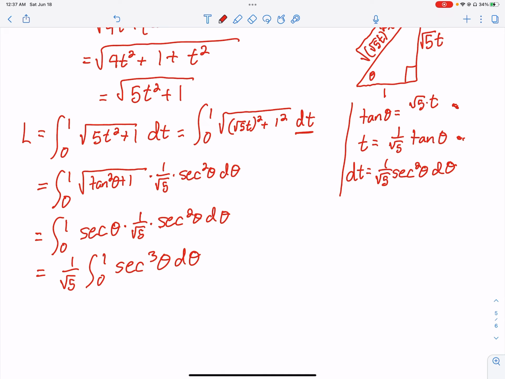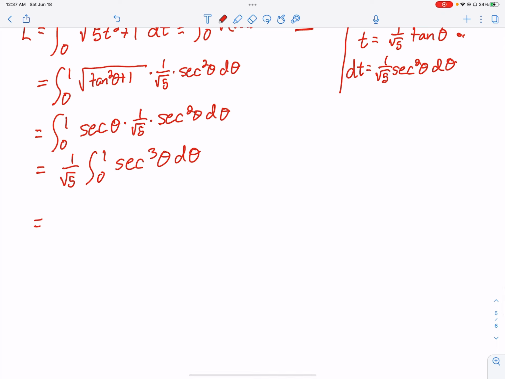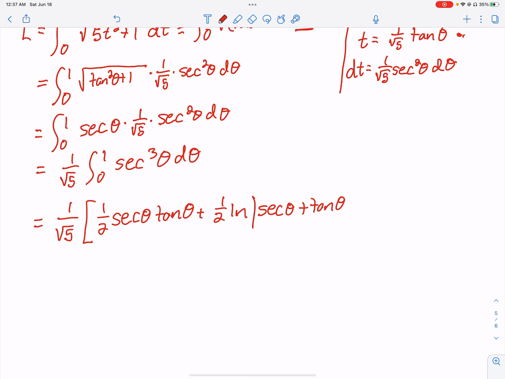I'm going to use a table because this answer is extremely gross. We get 1 over the square root of 5. Okay, and then this is just the integrand, not plugged in or anything: 1/2 secant theta tangent theta plus 1/2 ln the absolute value of secant theta plus tangent theta, absolute value. You do not need to have that memorized. I don't have it memorized.